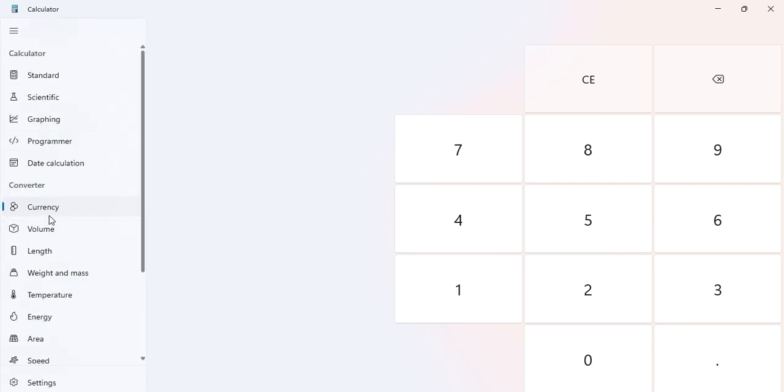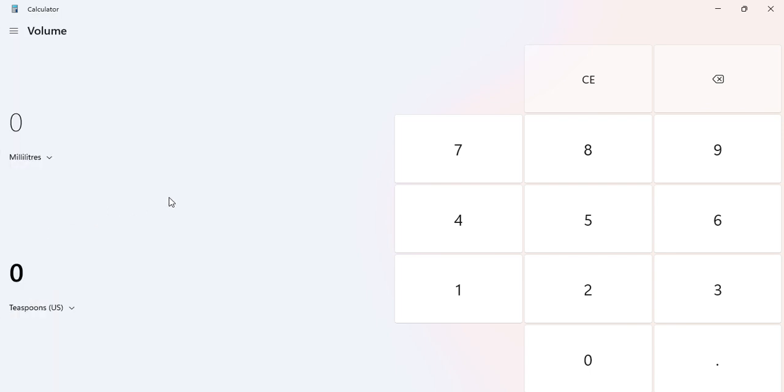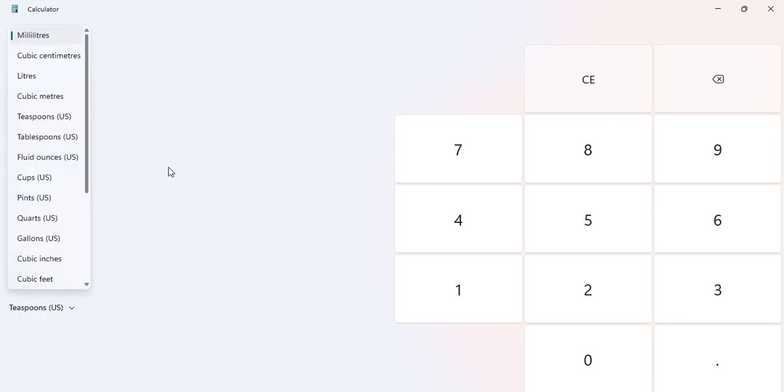So this is the currency converter, and we can also find the volume converter. Here is the list: cubic meters, liters and milliliters, and we can even convert liters to teaspoons, tablespoons, fluid ounces and cups, but these are all US based. So the standard teaspoon in the US, the standard tablespoon of the US, the standard cup of the US.